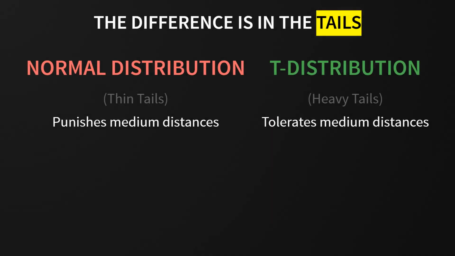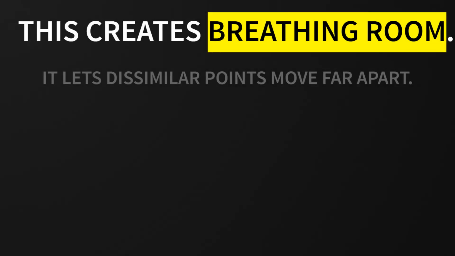Here's the core difference. A normal distribution has thin tails, meaning it severely penalizes points that are moderately far apart. The t-distribution has heavy tails, which creates more room in the low-dimensional map, allowing these points to be placed further away without a huge cost. The practical effect of heavy tails is profound. It creates breathing room in the 2D map. This allows points that are only moderately similar in high dimensions to be pushed much further apart, preventing the crowding problem we saw with SNE.